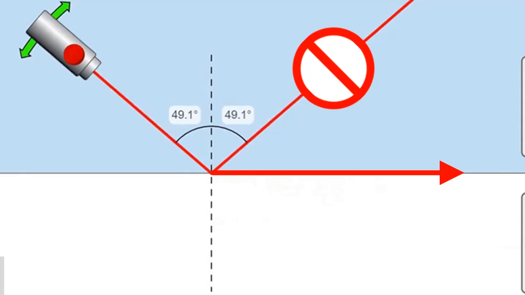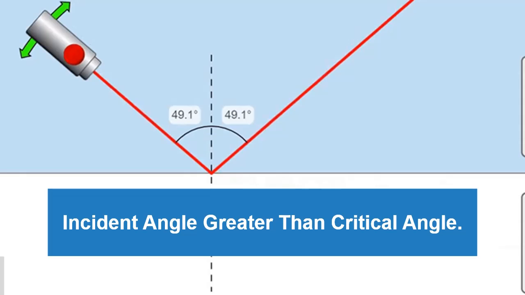Here's what I want you to remember from a previous slide in this video. When the incident beam was close to the normal line, the refracted beam was also close to the normal line. Therefore, if the laser beam is close to the normal line, it's pretty much guaranteed it will enter the second medium. It's only when you move the laser beam away from the normal line that you have the possibility of reaching the critical angle, and if you do, and then you go beyond this critical angle, you will have total internal reflection in medium number 1.